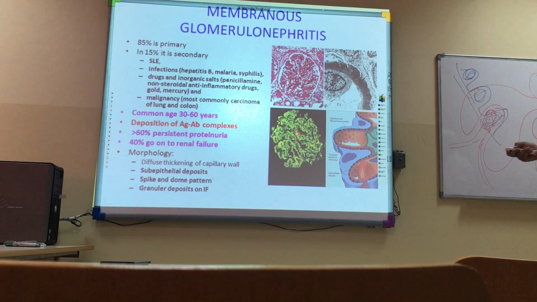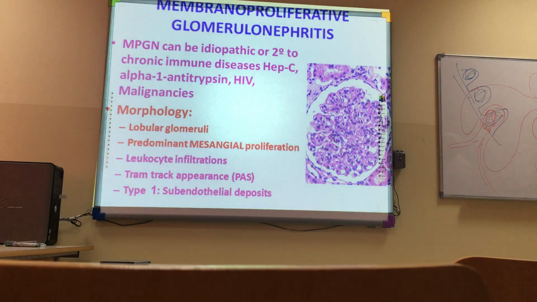And on immunofluorescence, we see granule-like deposits. You can see typically the granule-like deposits in all the glomeruli. So these are the membranous glomerulitis.